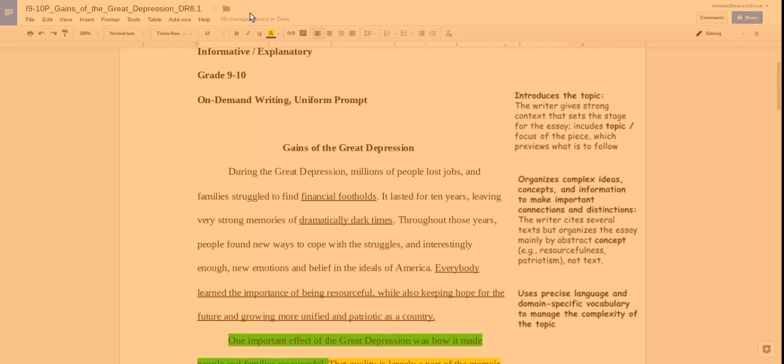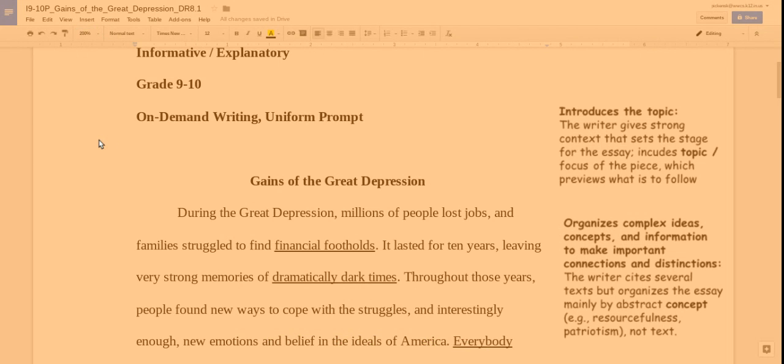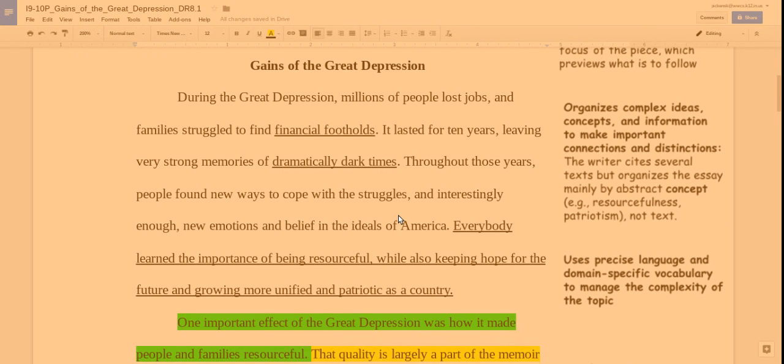So this is a student sample. During the Great Depression, and let me actually enlarge this a bit so we can see this better. There we go. During the Great Depression, millions of people lost jobs and families struggled to find financial footholds. It lasted for 10 years, leaving very strong memories of dramatically dark times. Throughout these years, people found new ways to cope with the struggles, and interestingly enough, new emotions and belief in the ideals of America. Everybody learned the importance of being resourceful, while also keeping hope for the future and growing more unified and patriotic as a country.